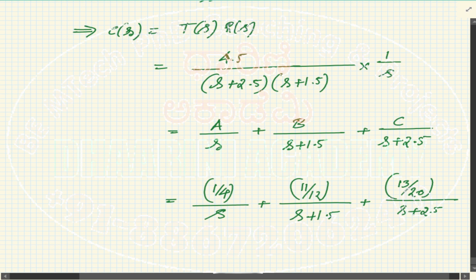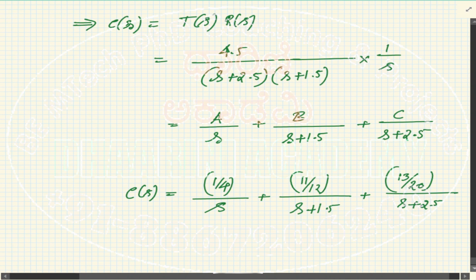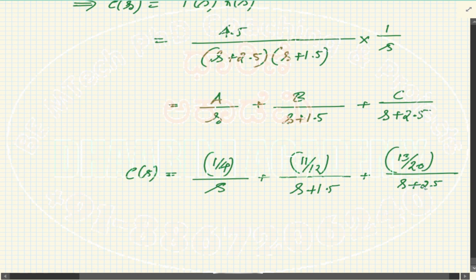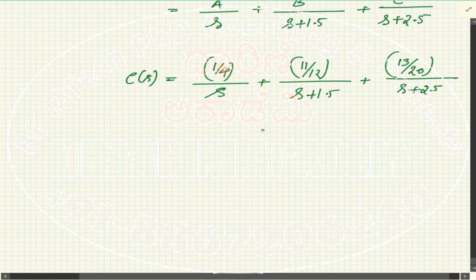So now, this is the Laplace of the output, isn't it? So we need to take the inverse Laplace to come back to the time domain, right? So we are actually interested in that. That's why we take the inverse, right? Apply L inverse. So we get c of t as, so this 1 by s means we know that it is u of t, right? So this is 1 by 4 into u of t plus 11 by 12.